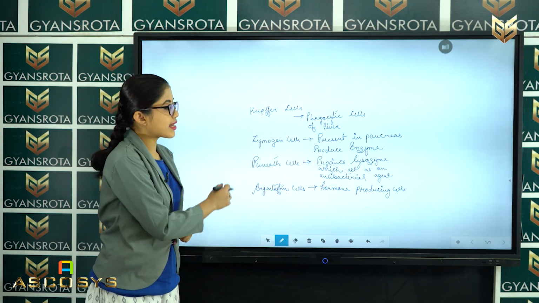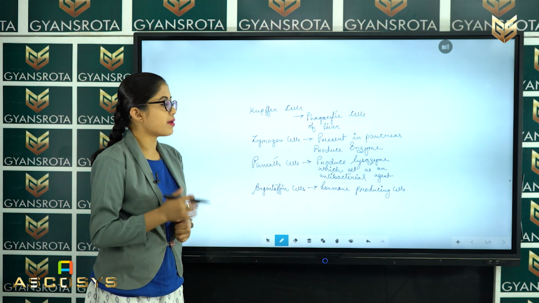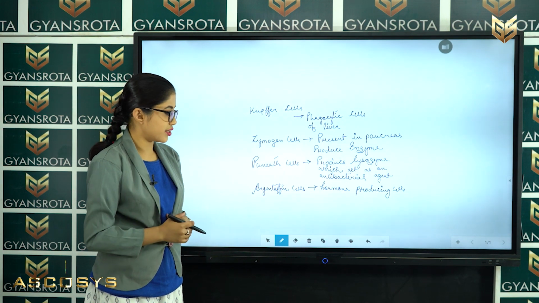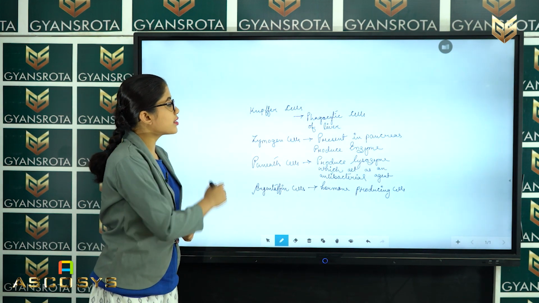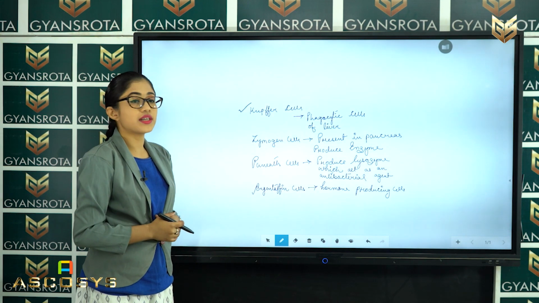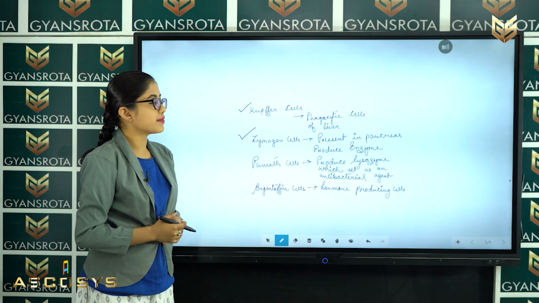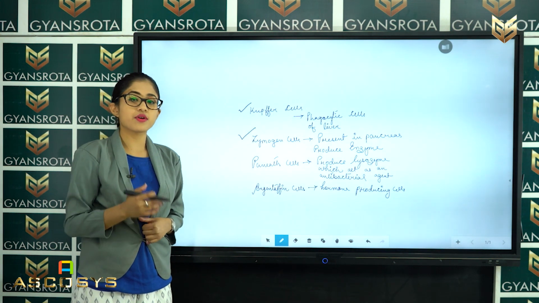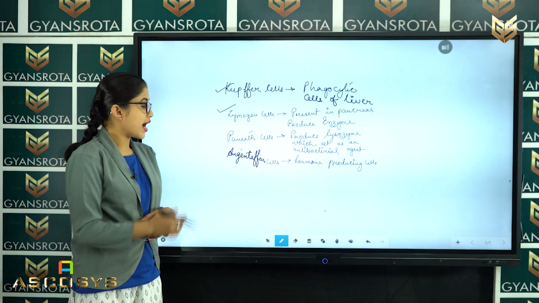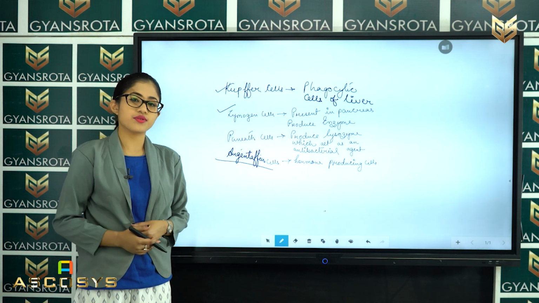Paneth cells, these are the cells which produce lysozyme, and this lysozyme acts as an antibacterial agent. Next is the Kupffer cells. Kupffer cells, these are the phagocytic cells of the liver. And the next is the zymogen cell. These are present in the pancreas and it helps in the production of the enzyme. And the last one is argentifying cells. They are the hormone producing cells.